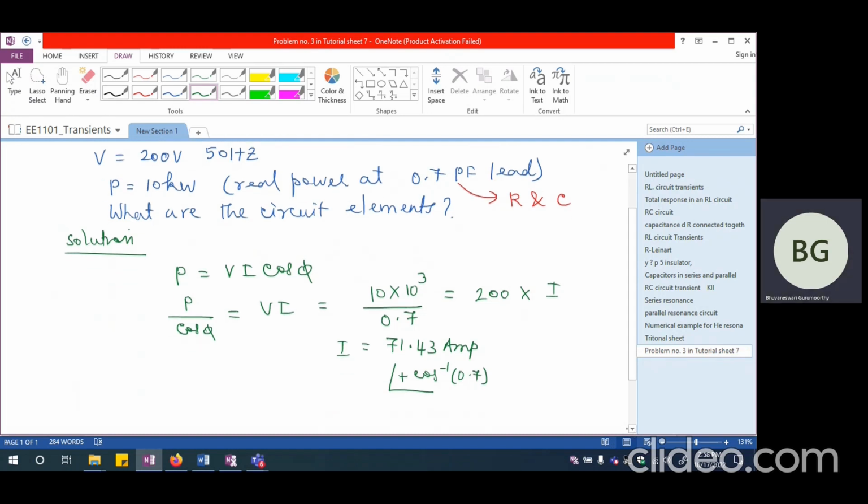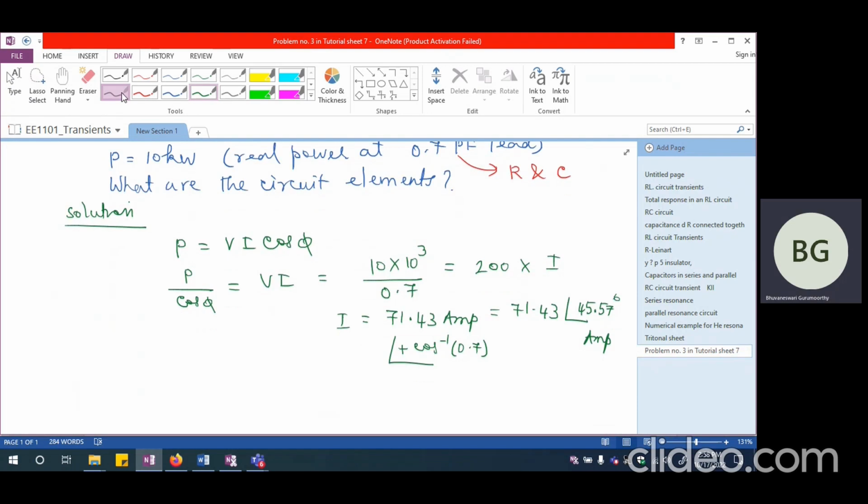Okay. So the power factor angle comes out to be minus 45.57, sorry, plus 45.57, because it is leading. So the current is 71.43 angle 45.57 degrees ampere. This is the current.